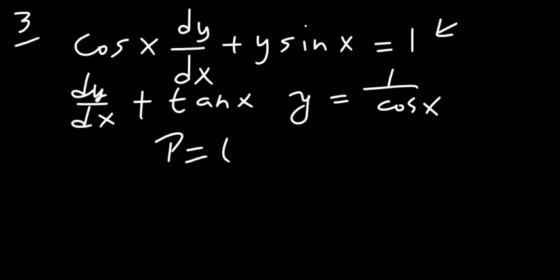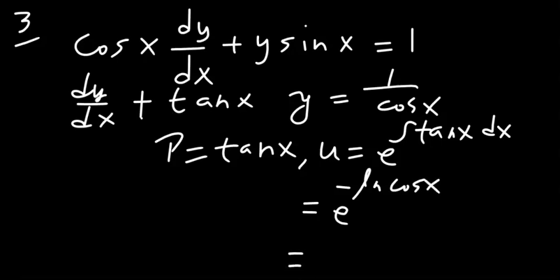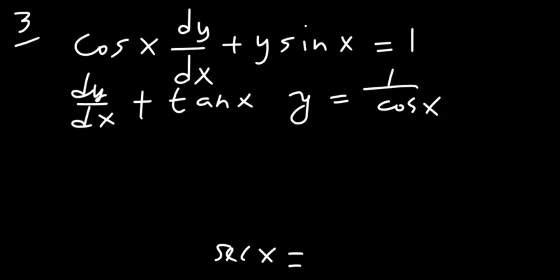So since p is tangent x, your integrating factor u is e to the power integral of tangent x dx. And that is just e to the power minus natural log of cosine of x, which is just e to the power natural log of secant of x, which in turn is just secant of x, because e to the power natural log of something is just that something. So there we have it, u, or the integrating factor for this equation, is just secant of x.